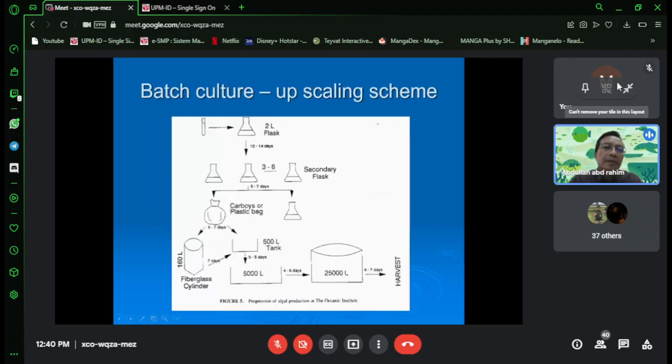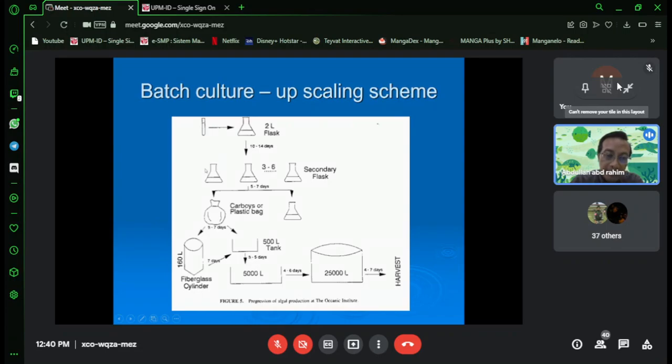This is an example of how you upscale your microalgae production. This is called batch culture. You start with a test tube, you increase it to a 2 liter flask. After a few days, you increase further to a secondary flask, carboys, a bigger container. And then to a fiberglass tank. Sometimes, it doesn't matter, any kind of tank will do: fiberglass, canvas tank, or maybe cement tank. You can do all those, no issue at all.